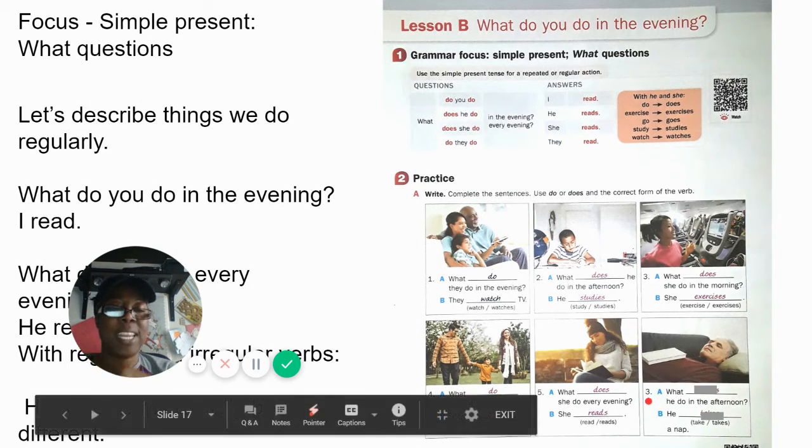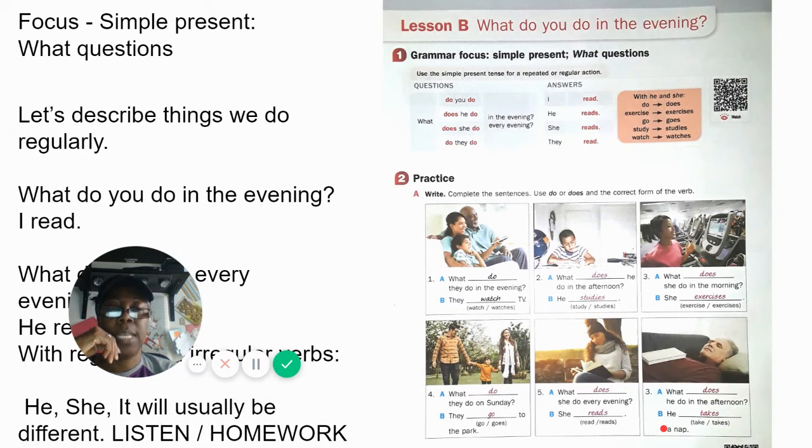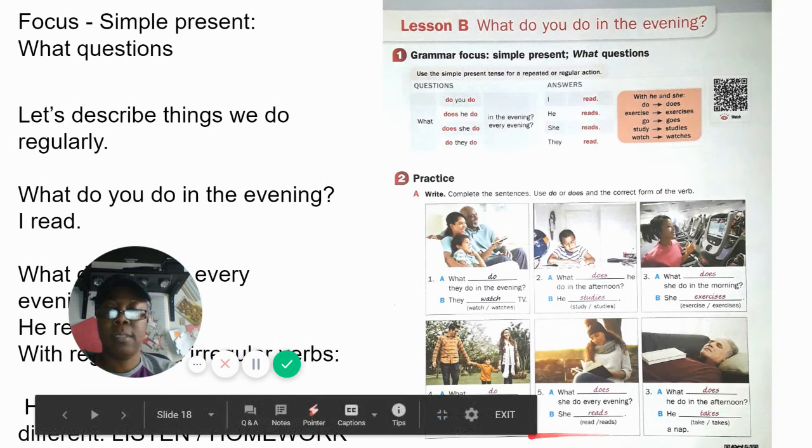This says number 3 again. It should say 6. I just noticed that. So this should actually be number 6. So for number 6, our subject is he. What blank he do in the afternoon? He. So let's look at our answer. What does he do in the afternoon? He takes a nap.